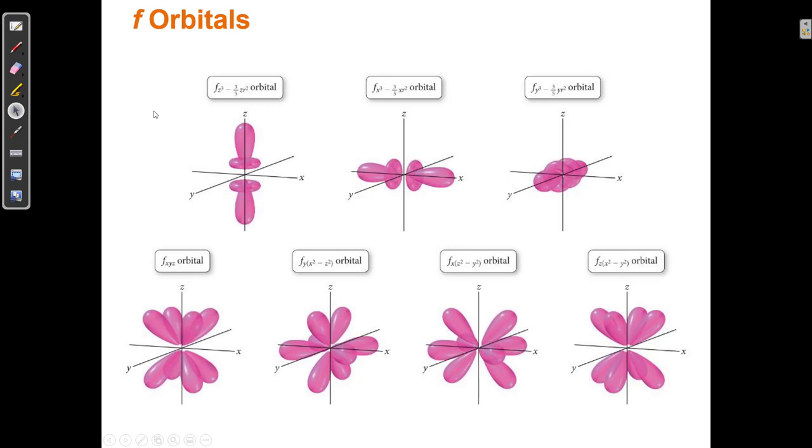Here's what those 7 f orbitals look like. 8 balloons tied together at the knot. 8 balloons, 8 balloons, 8 balloons. And then these weird ones with 2 donuts and 2 balloons that look a little bit like the other ones.